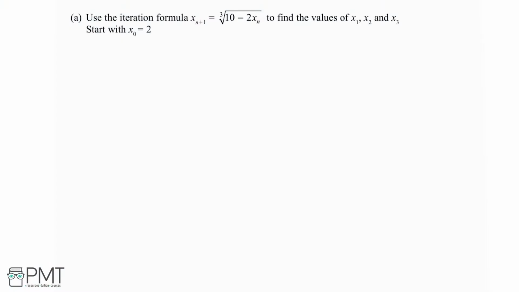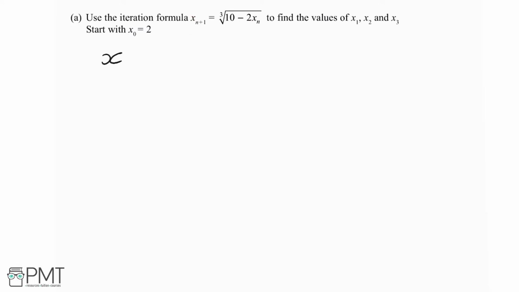Part A says use the iteration formula x n plus 1 equals the cube root of 10 minus 2 multiplied by xn to find the values of x1, x2 and x3 starting with x0 equals 2. So what does this mean here? Here we're referring to xn. This is our current value of x. And in order to get the next value of x, so x of n plus 1, we're going to do the cube root of 10 minus 2 over the current value of x. And that will give us the next value of x.